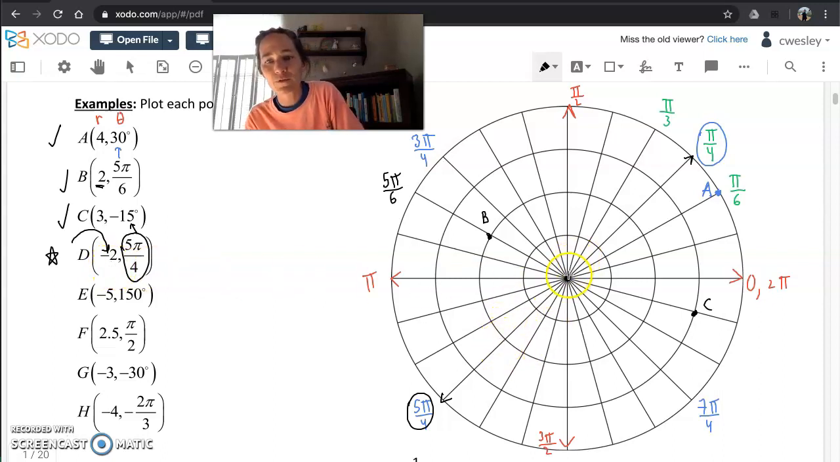So the negative means we flip over, the 2 means we go up 1, 2, and what do you know? Point D actually lands up in quadrant 1. Okay, pretty good, pretty good. How about E? Negative radius again, that's okay, we can handle it.